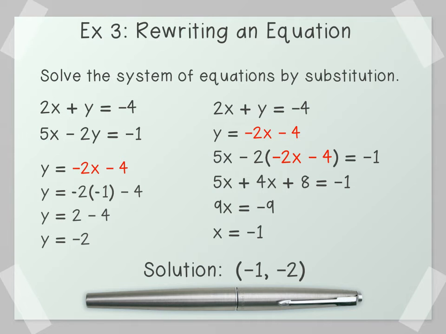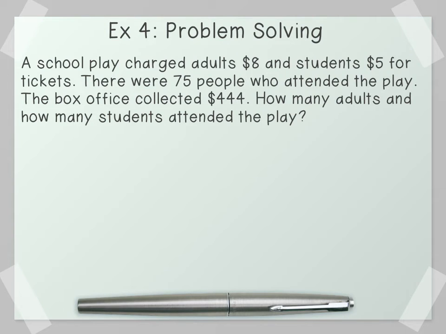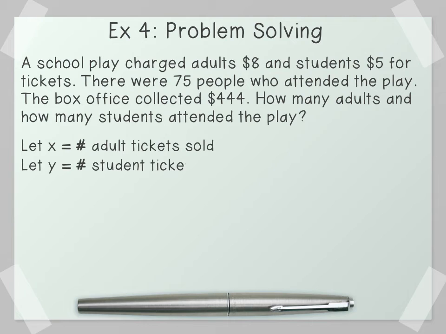So now, what if we had a word problem? How would we use substitution? A school play charged adults $8 and students $5 for tickets. There were 75 people who attended the play. The box office collected $444. How many adults, we can call adults x, and how many students, we'll call students y, attended the play?